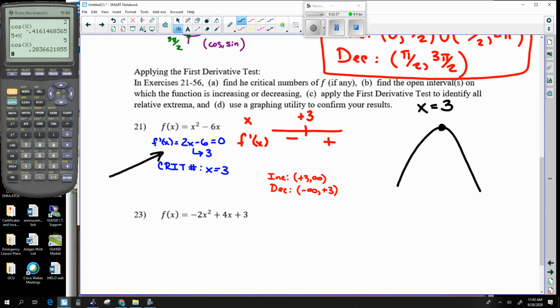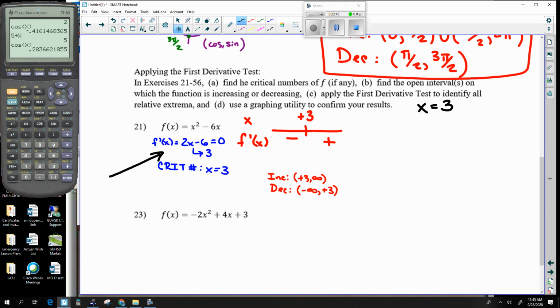And it's most likely a maximum or a minimum, a relative max or a min. But which one is it? Is it a relative max or is it a relative min? Well, that's where the first derivative test comes into play. Let's take a look at the slopes that lead up to that 3 and go away from that 3.